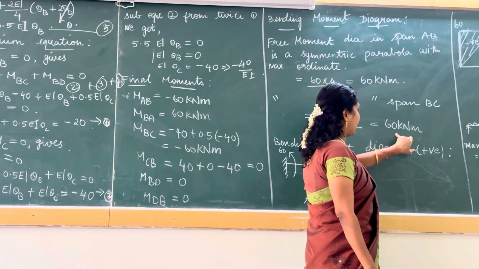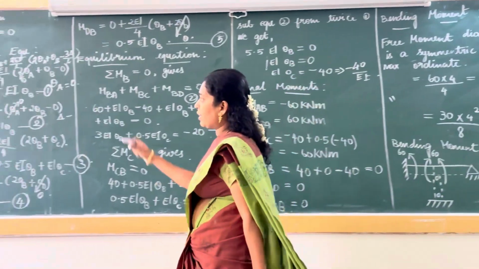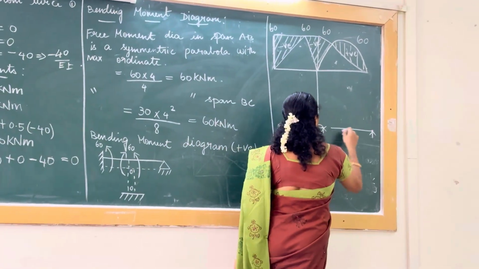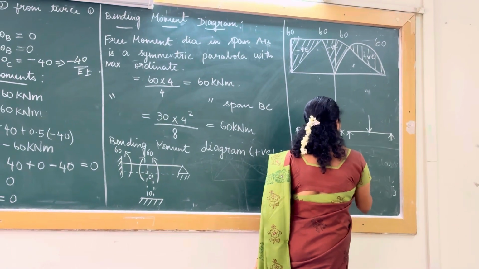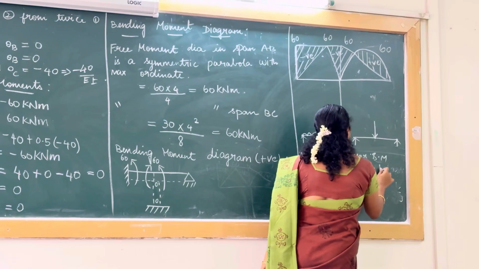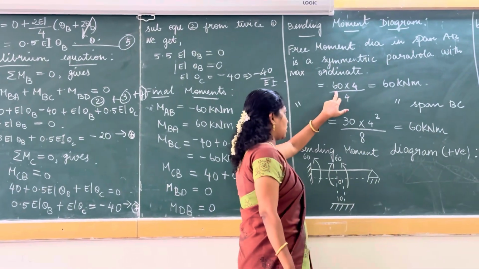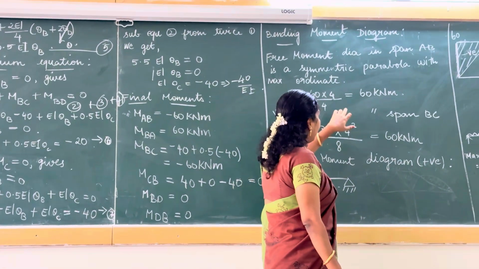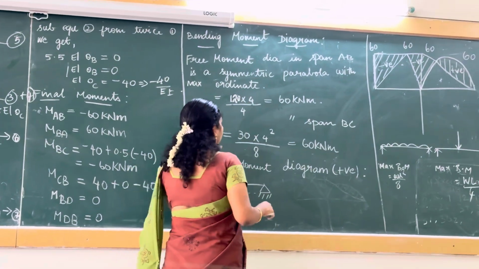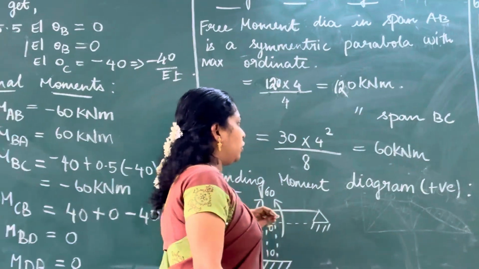We get the maximum bending moment ordinate as 60 kilonewton meter. Then in the next span, we have a concentrated load at the center. If it carries a concentrated load, the maximum bending moment ordinate can be calculated using the WL divided by 4 formula. Where W is 120 and L is 4, 120 into 4 divided by 4, we get the answer as 120 kilonewton meter.